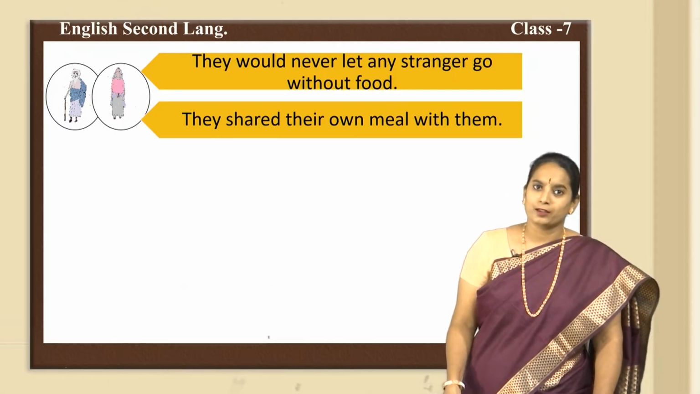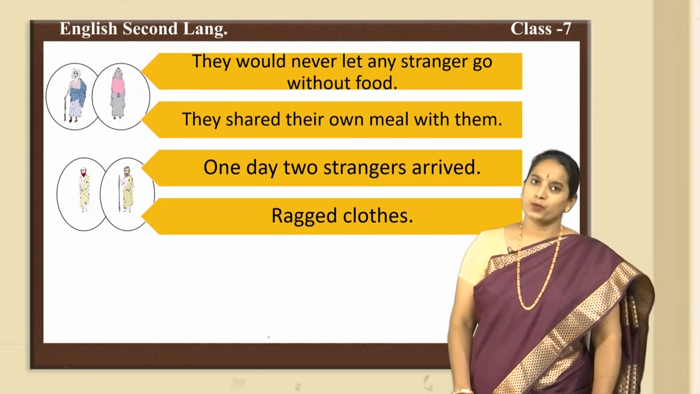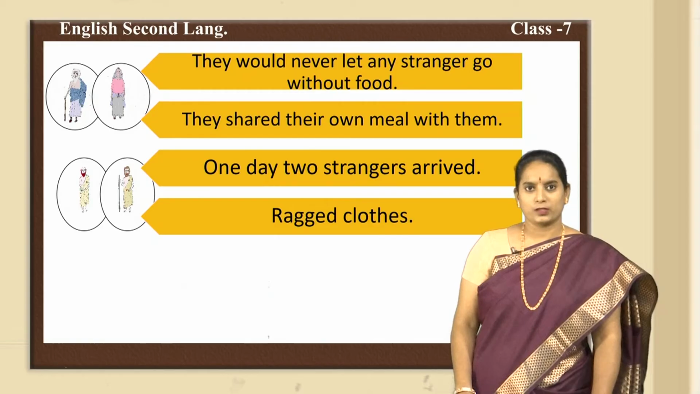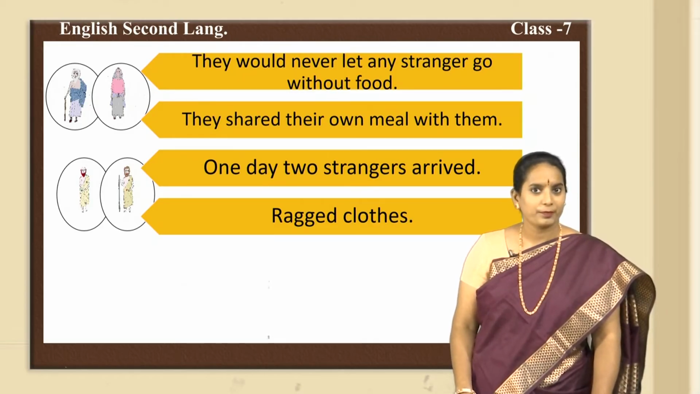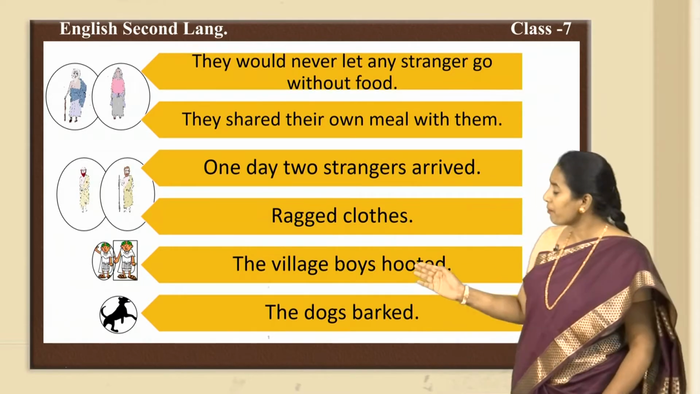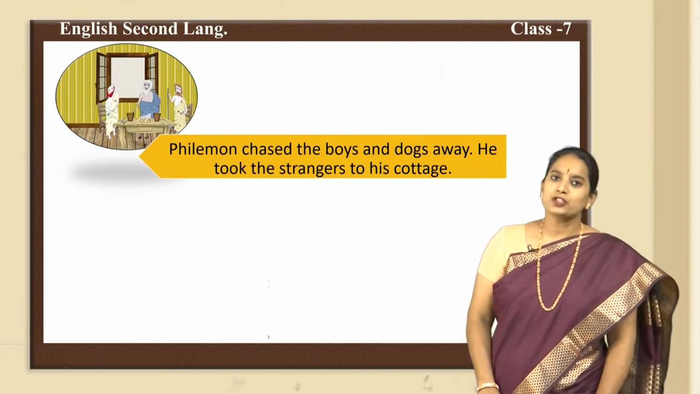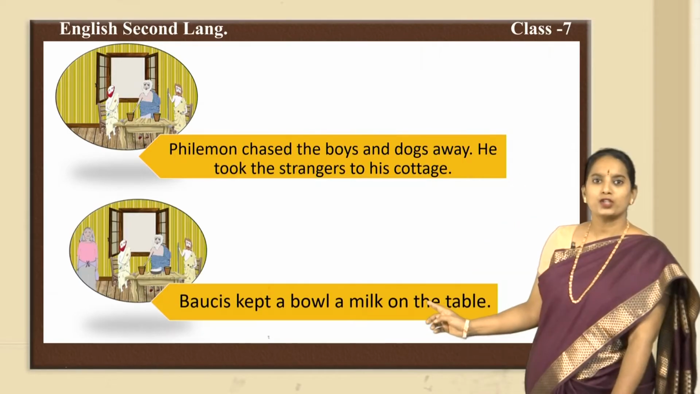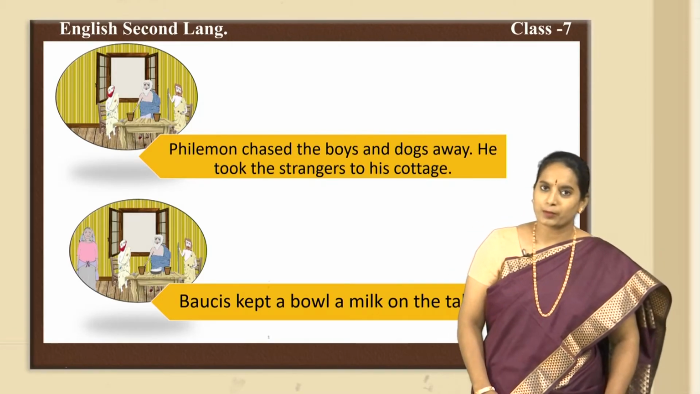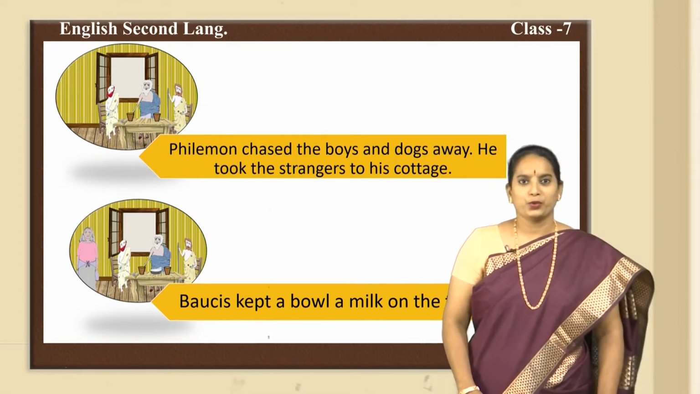What happened one day? Do you remember? Yes, one day two strangers visited their village. They were dressed in ragged clothes. And what happened to them? The village boys hooted at them and the dogs started barking at them. Philemon chased the boys and the dogs away and he took them to his cottage. Baucis kept a bowl of milk on the table. Children, now did you all remember what we learnt in the previous class? Yes, very good. Now let's continue with the story.